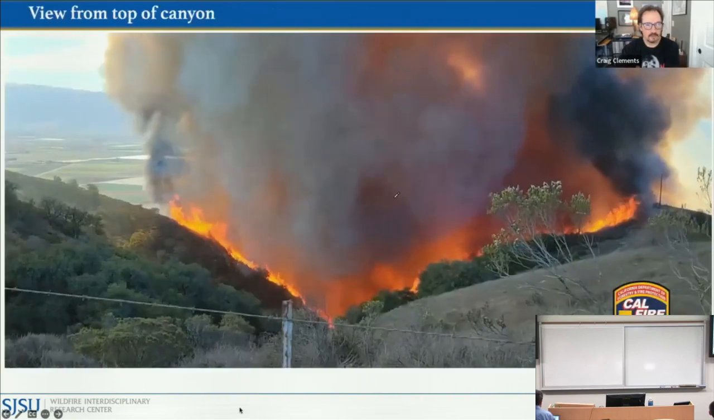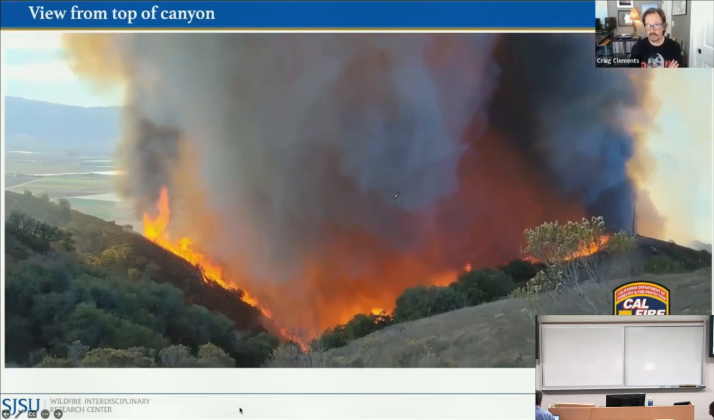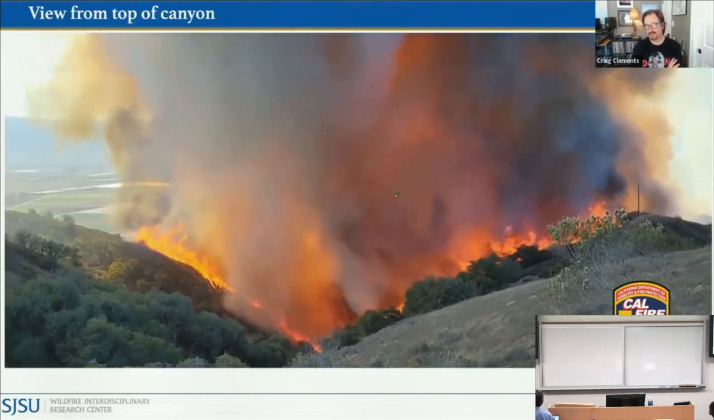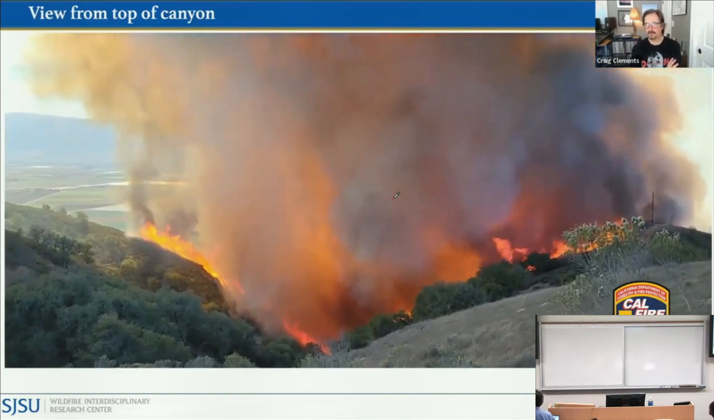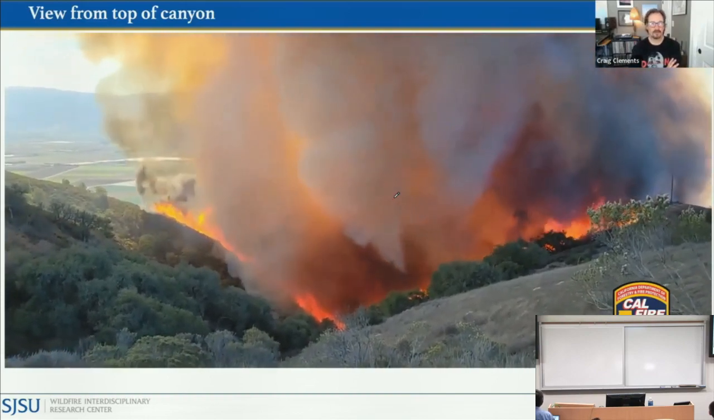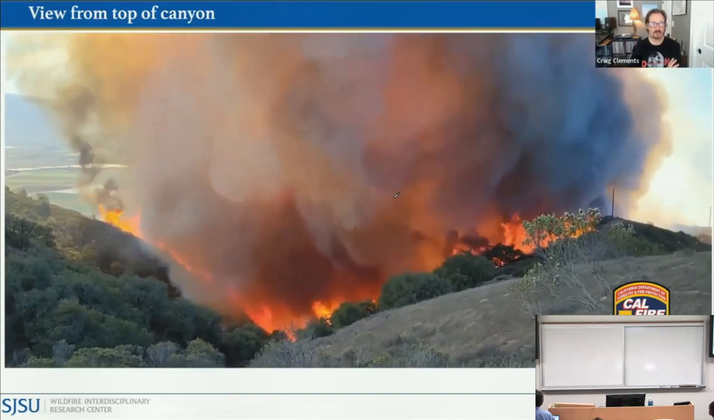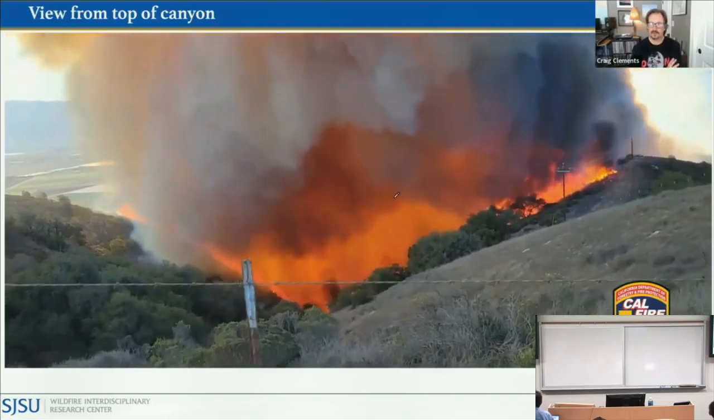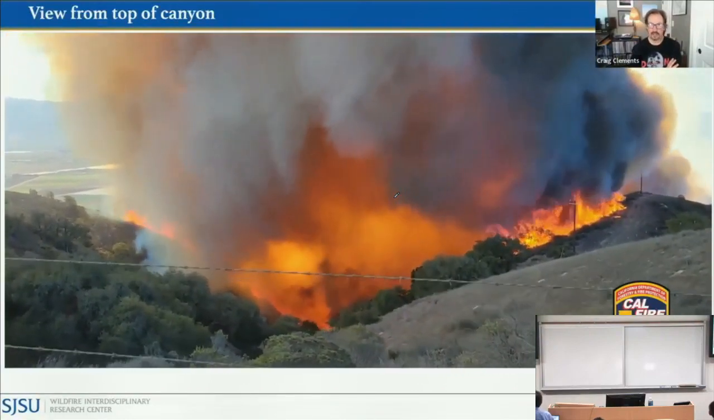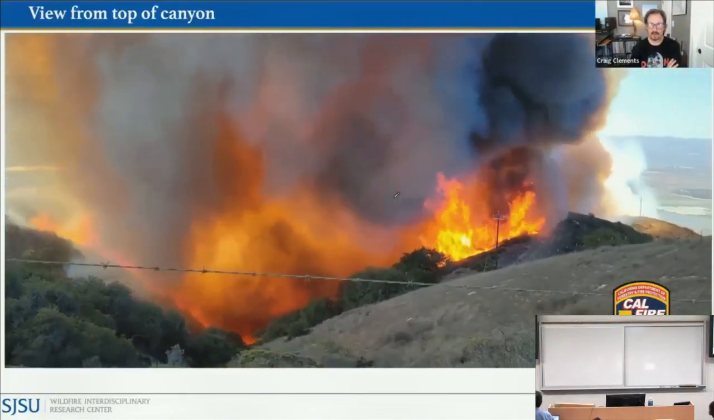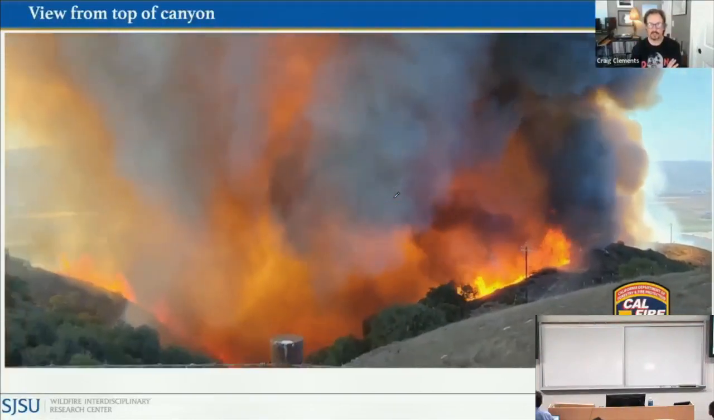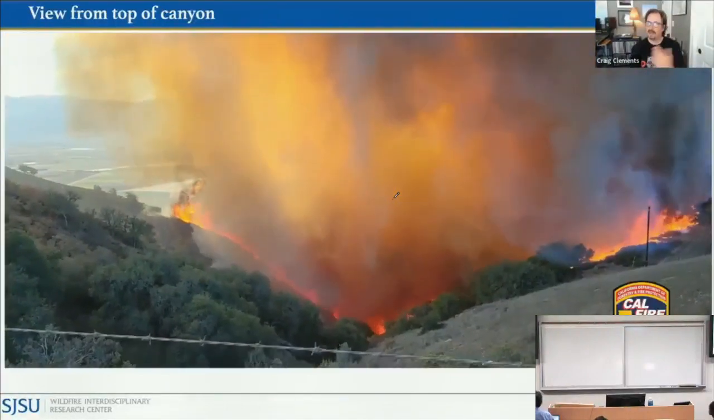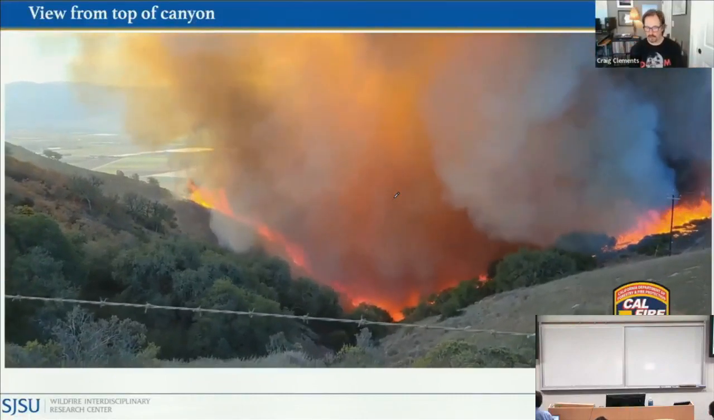Here's a video from CAL FIRE from the top of the canyon, and you can clearly see that this was a high intensity fire burning quickly up a steep canyon. Flame heights were probably 10 to 20 meters. We had flame lengths of 100 meters. We're still working on those calculations. There's lots of dynamics in this, and this is the largest canyon fire experiment ever conducted, and under pretty ideal conditions because we had weak ambient winds of 2 to 4 meters per second, and so the fire was able to just do its own thing.